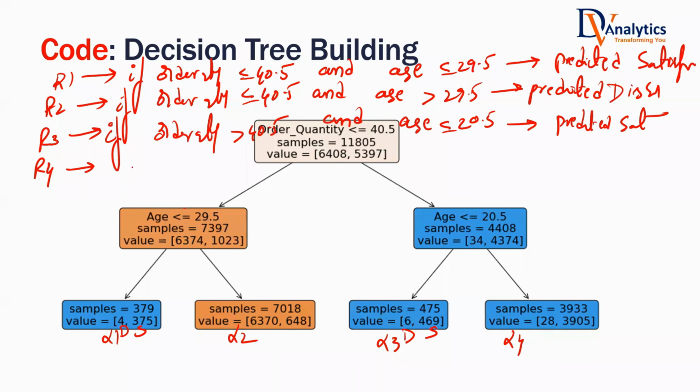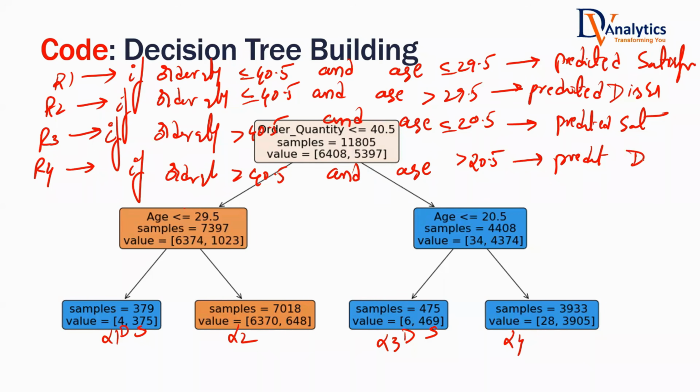The last rule: if order quantity is greater than 40.5 and age is greater than 20.5, then the predicted value is Satisfied. Sorry, this is D, this is S.